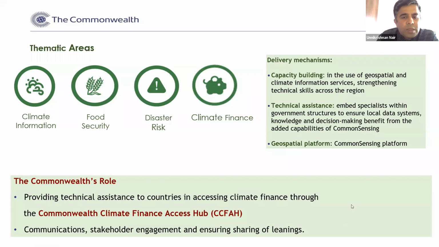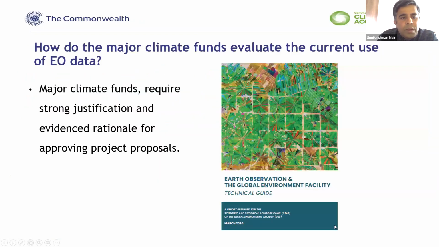So the role of the Commonwealth in this initiative is to assist countries in accessing climate finance through developing bankable proposals, utilizing the climate data, and developing justifications based on that. So how do the major climate funds evaluate the current use of EO data? Major climate funds require strong justifications and evidence rationale for approving project proposals. This is one of the major bottlenecks where small states and other vulnerable countries face a lot of issues in justifying the proposals they submit, simply because of lack of availability of data.